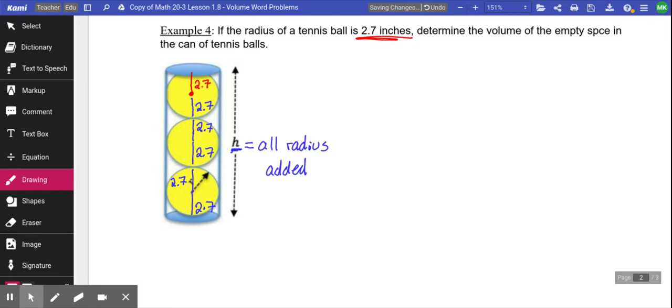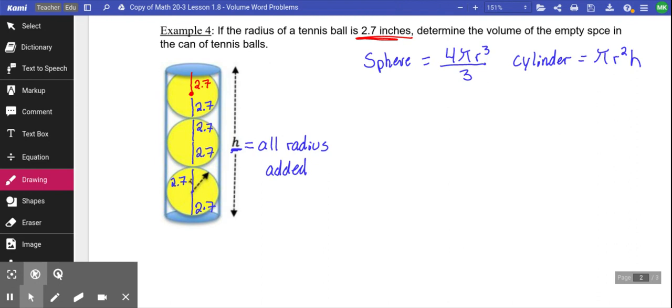Okay, I want you to try to calculate that one. So if you can try to calculate the cylinder, then you're subtracting away the 3 balls to get the empty space in the can. When we look at this one, we're going to start off by calculating the volume of the balls. So we're going to do those sphere calculations.